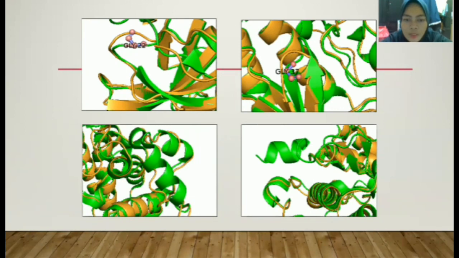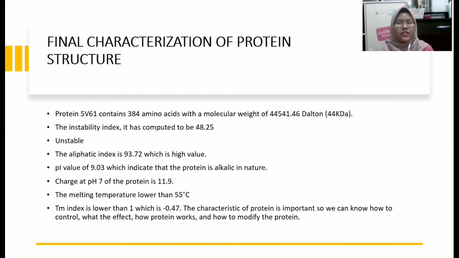For the next slide, I will pass to Ain Shafiqah for the next part. For finer characterization of the protein structure, the physicochemical composition of protein 5V61 was analyzed by using Compute pI/Mw, peptide mass, and ProtParam analysis, which these three tools can be performed using the ExPASy server. Based on the results, protein 5V61 gives the same output, which shows that this protein contains 384 amino acids with a molecular weight of 44541.46 dalton, which is 44 kDa.